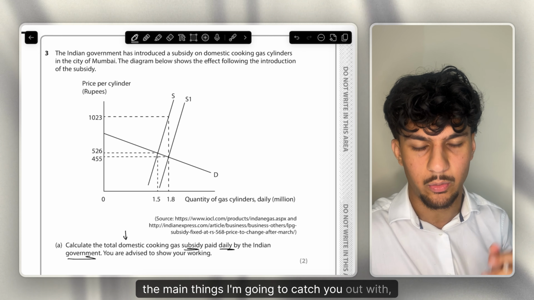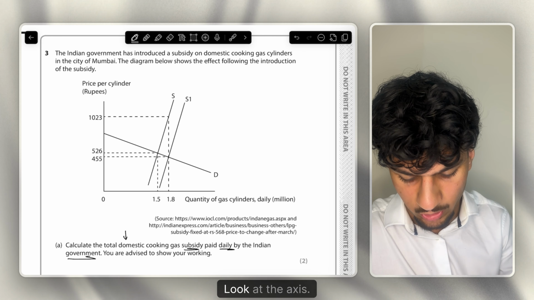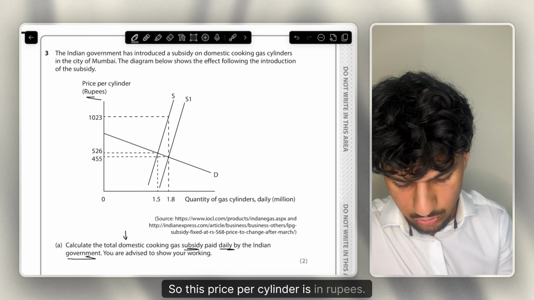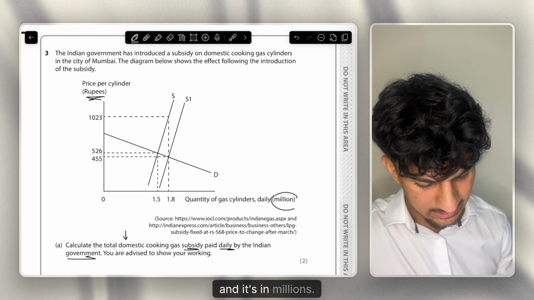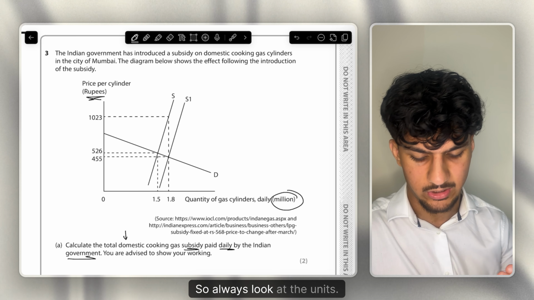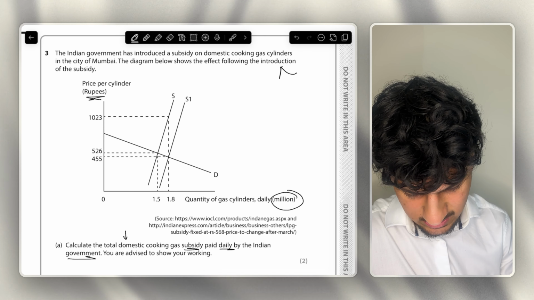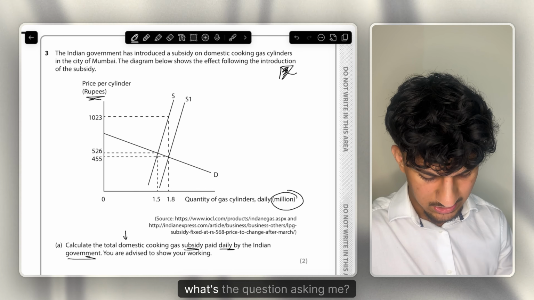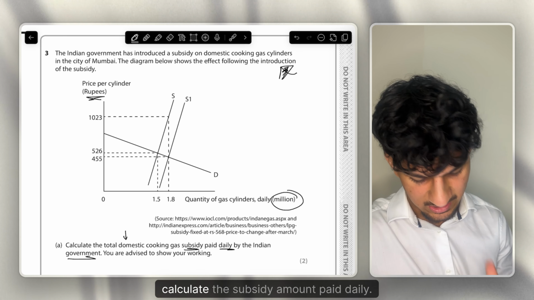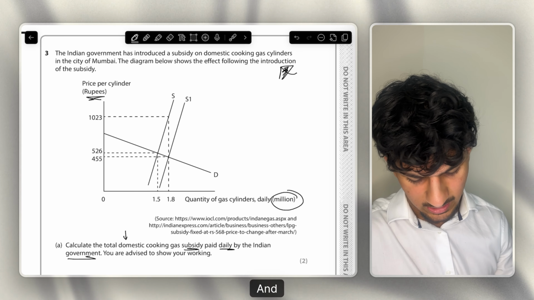The main thing that's going to catch you out with these diagram questions is to look at the axes. So this price per cylinder is in rupees, and then the quantity of gas cylinders is daily, and it's in millions. So that's a big one. Always look at the units. Reading the stimulus, it doesn't give me much, so there's no need to read the stimulus. So what's the question asking me? Calculate the subsidy amount paid daily, and that's all they want.